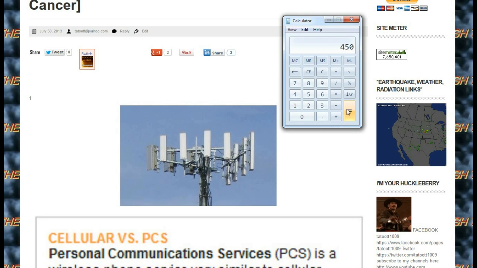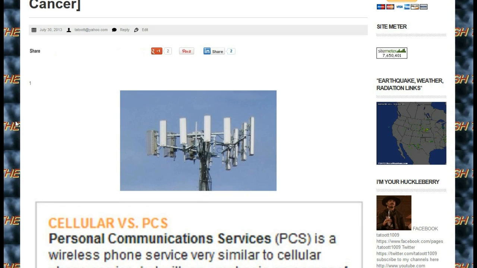Nope. We're going to do that again. Let's clear it first. 12 times 45 equals, times 10 equals. That's 5,400 watts. Now let's think about that 5,400 watts. Now this is microwave frequencies.